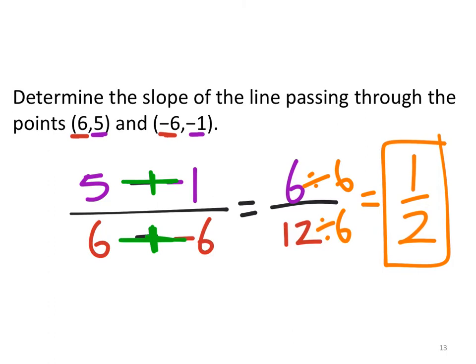Now keep in mind that if you had switched those, right? If you did -1 minus 5 and then -6 minus 6, it just would have made both of the numbers negative, right? It would have been -6 over -12, which in turn would have become a positive anyways.